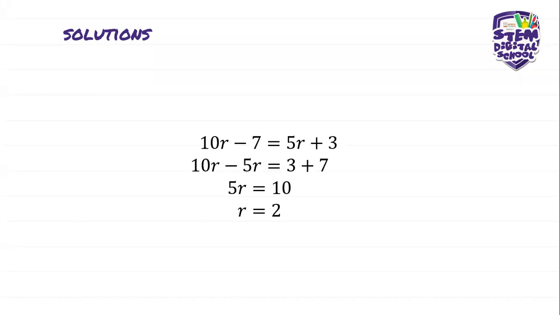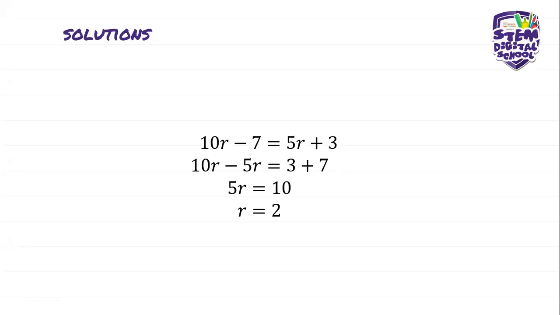Now that we have grouped them together, we know that 10R minus 5R will lead to 5R. You simply subtract 5 from 10 to get 5. And then the constants added together now will be 3 plus 7, which is 10. Remember that the negative 7 on the left-hand side, once you take it to the right-hand side, will change the sign. It will no longer be negative, but a positive number. So 3 plus 7 is 10.